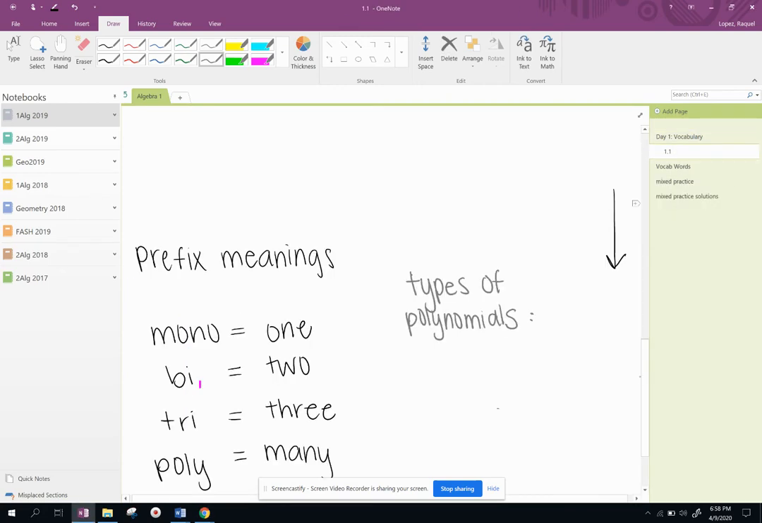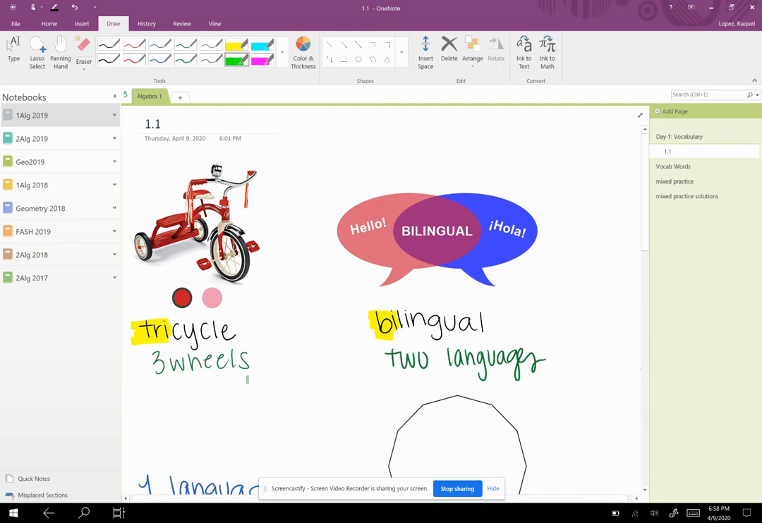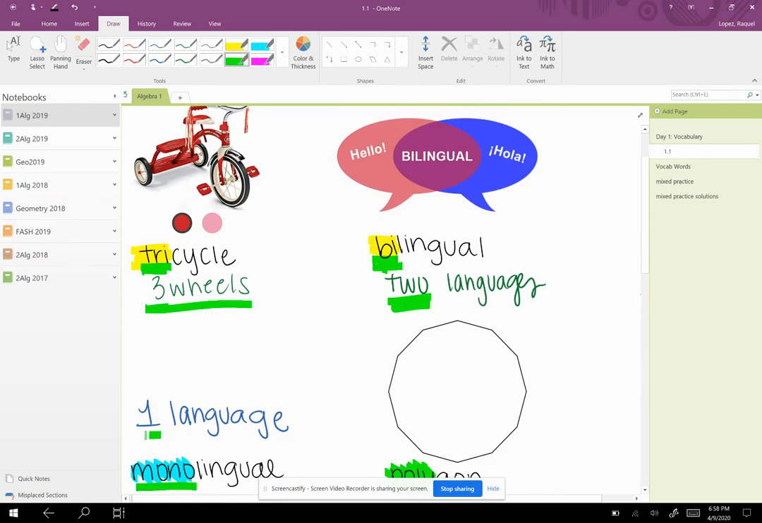Okay, so to help us with our new unit, let's go over some words that hopefully some of us are familiar with. So if we look at the word tricycle, we know that it's got 3 wheels. Someone who is bilingual, like Ms. Medrano here, I know English and Spanish fluently. Bilingual means I know 2 languages, right? So tri gives us 3 wheels and bi gives us 2. Someone who is monolingual only knows 1 language.